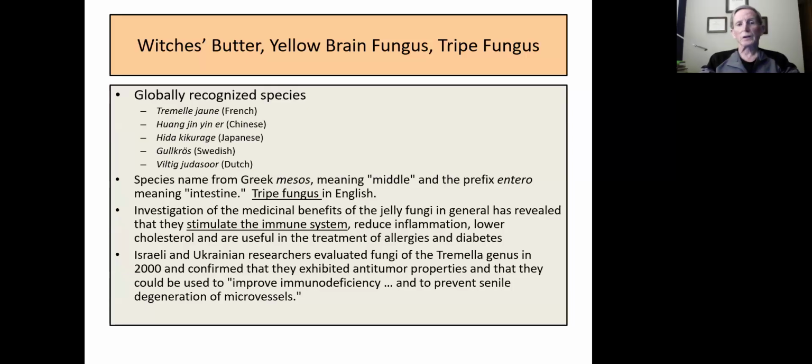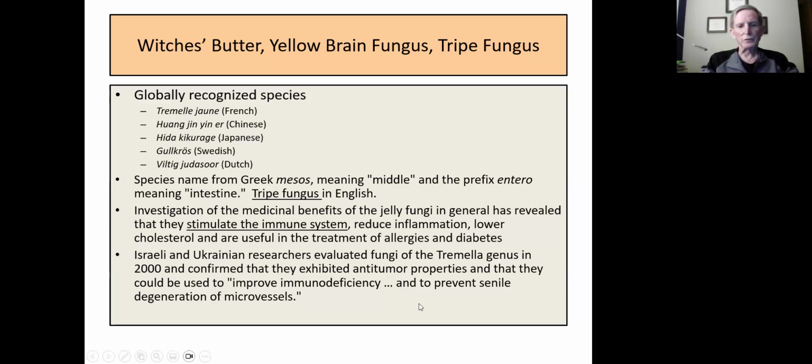So this is globally recognized, and you'll probably recognize the term witch's butter. Yeah, also yellow brain fungus, tripe fungus. By the way, mesenterica, the species, means middle intestine. So it's called the tripe fungus in English, among other things. And you'll see some of the other names from different languages.